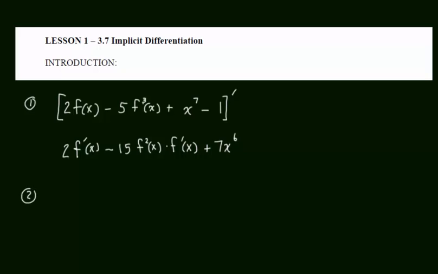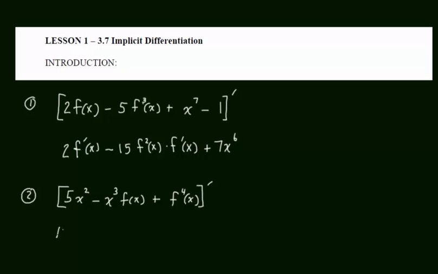Let's take a look at the second one. In this case, I'm going to have 5x to the power of 2 minus x cubed times f of x plus f of x to the power of 4. And again, we're going to find the derivative of this. This is sort of a warm-up. You should be able to do this at this point. Press pause and then check your answer.